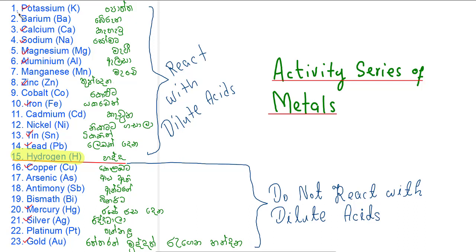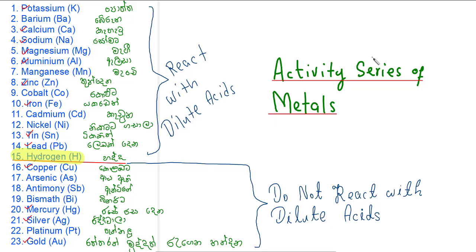Our teacher gave that, but we need only these metals, children. I have a tip there, right? The metals above hydrogen, children, they react with the dilute acids. Metals below hydrogen, children, do not react with dilute acids.